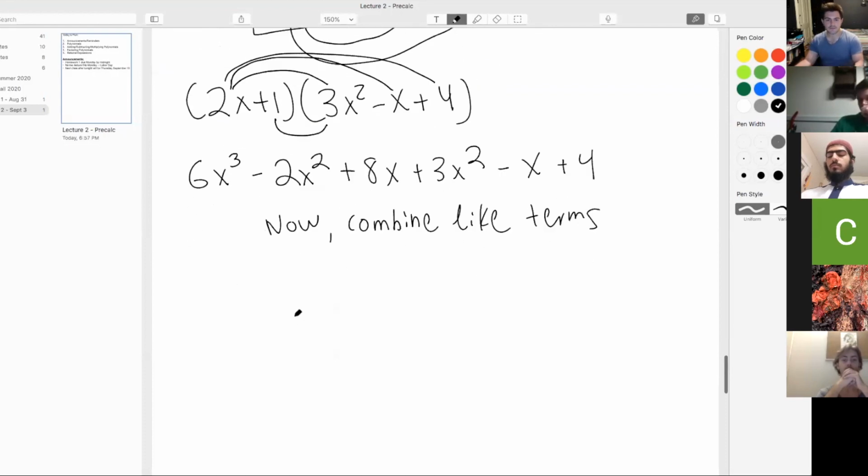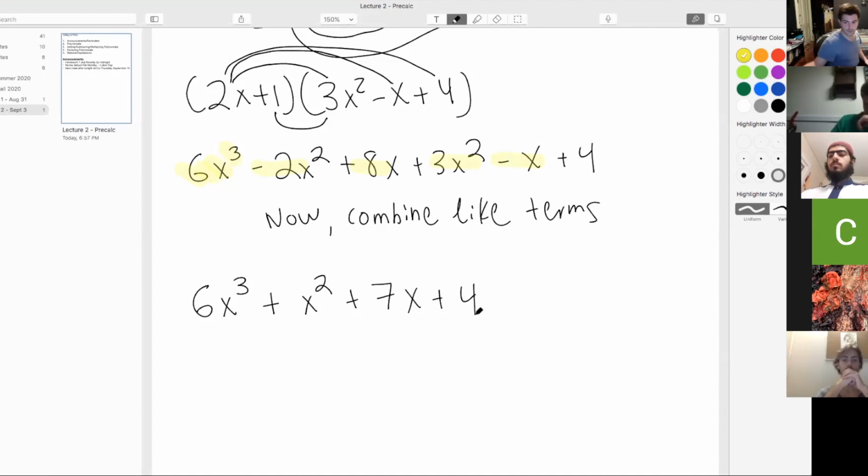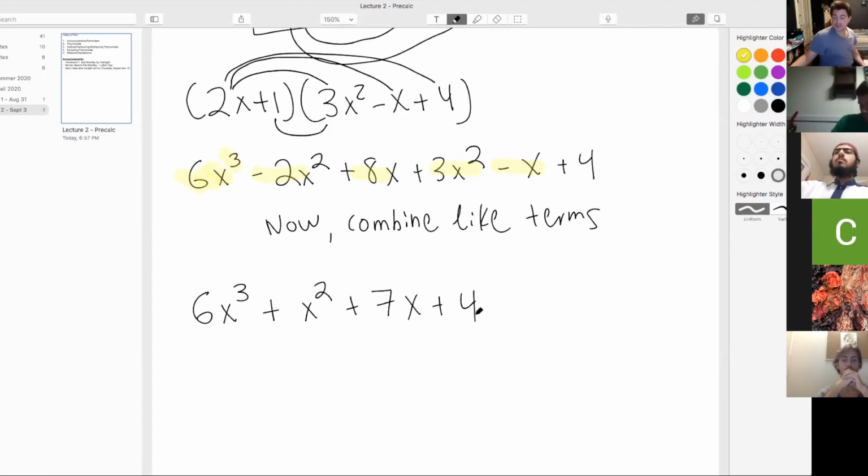Okay? So how about our x cubed? We have nothing to combine that with, so that stays as is. How about our x squared terms? Well, we have a negative 2x squared plus a 3x squared. That is just 1x squared. Next, we have 8x minus 1x. That's just 7x. And the number 4 has nothing to combine with, so that comes down as is. So that would be the final answer.